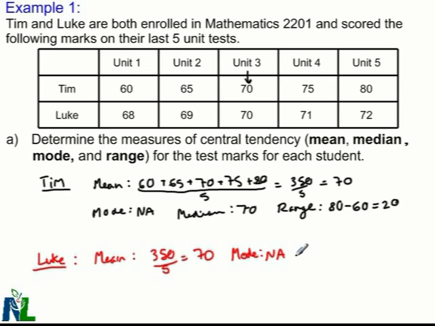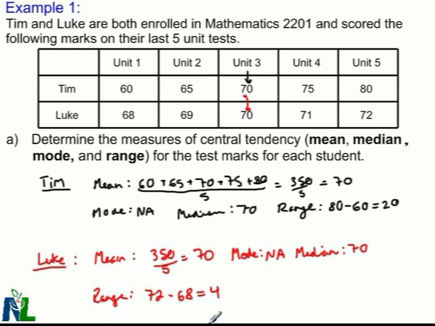And the median, again, would be the center value. So his median is 70 as well. And the range would be, again, the highest value, subtract the lowest value. So his range would be 4.